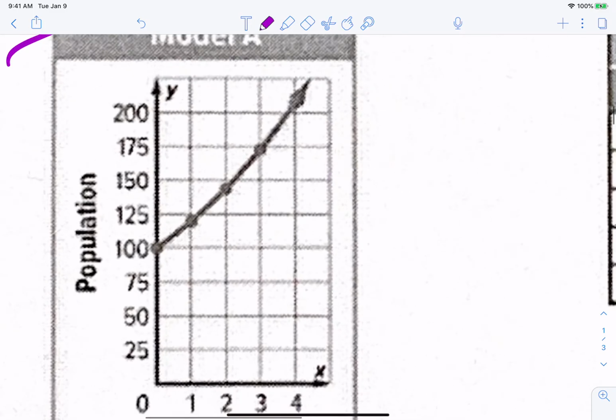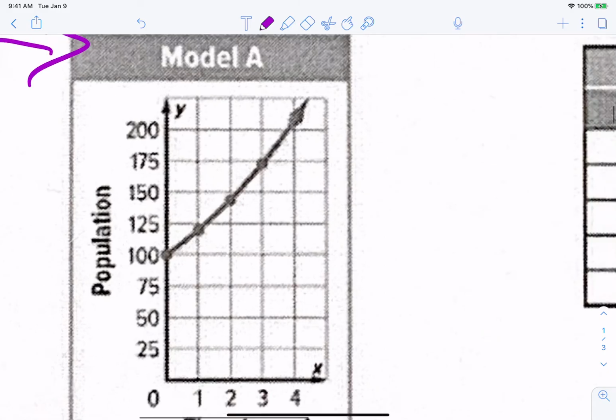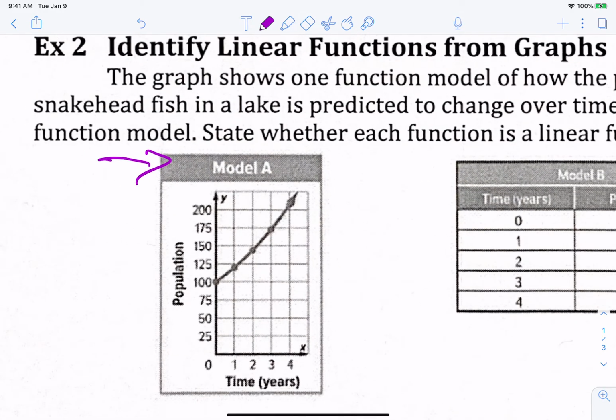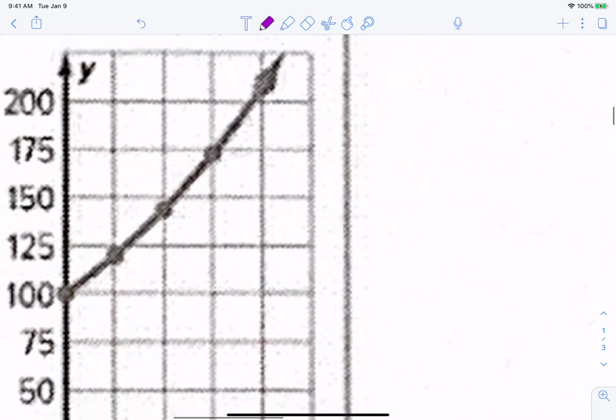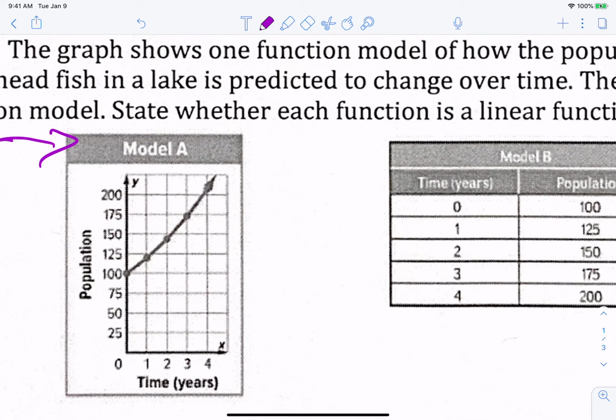So model A here, is that linear? They're graphing the same thing. No, they're not. They're graphing the same thing but with different numbers. So model A is not a graph of what B is. No, it's not, because like 2 is at 150, and this is not at 150 on 2. So they're slightly different graphs from one another.